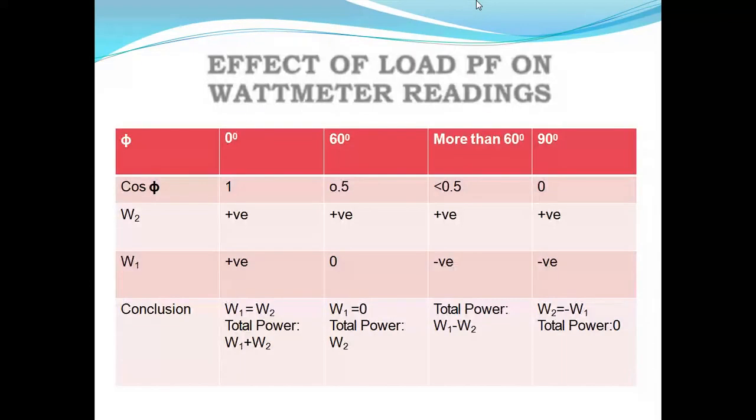Now the effect of the load on wattmeter reading: if cos phi is 1, then the W2 wattmeter reading is positive and the W1 wattmeter is also positive. Okay. And when cos phi equals 0 or is less than 0.5, then the W2 wattmeter reading is positive and the W1 wattmeter reading is negative. When a negative reading shows, the pressure coil or current coil is connected in reverse.